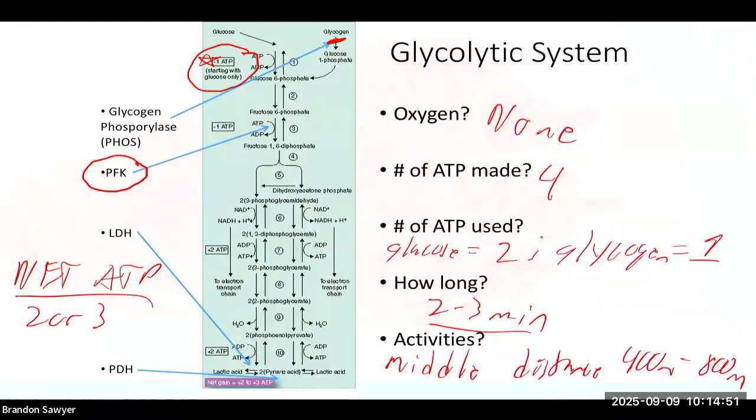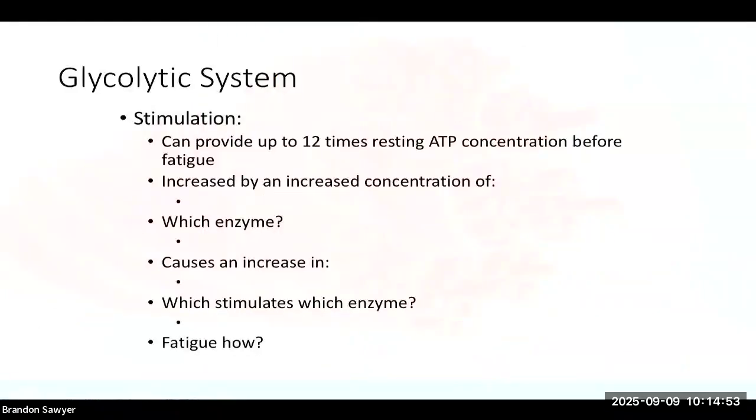Okay, a couple more details about the glycolytic system. It can provide about 12 times the energy that we have at rest, that stored energy, before it fatigues, okay? The creatine phosphate system was only 3 times, right? So it's 4 times that, okay?